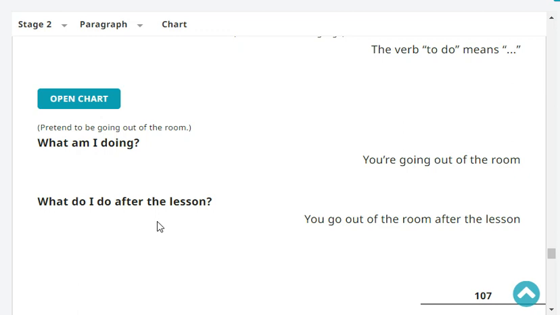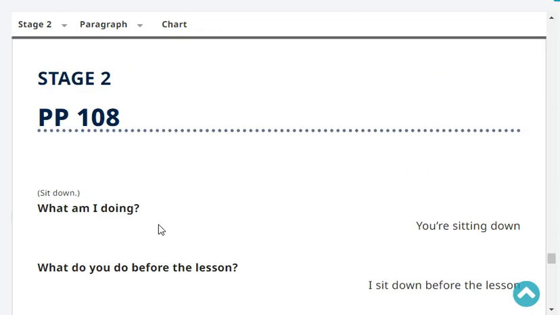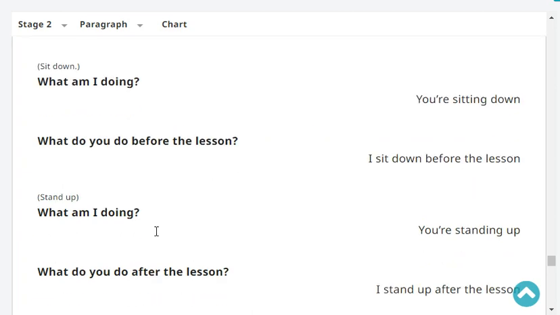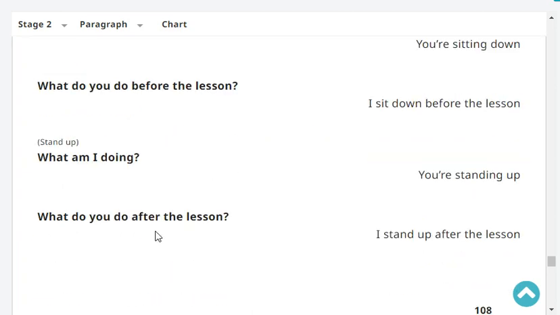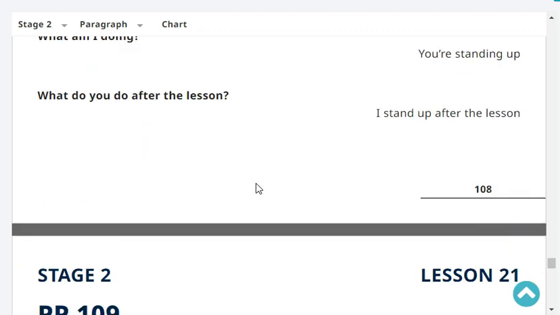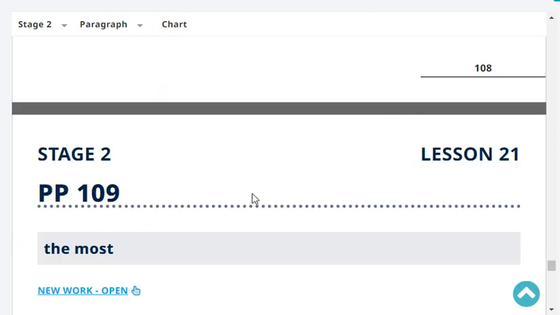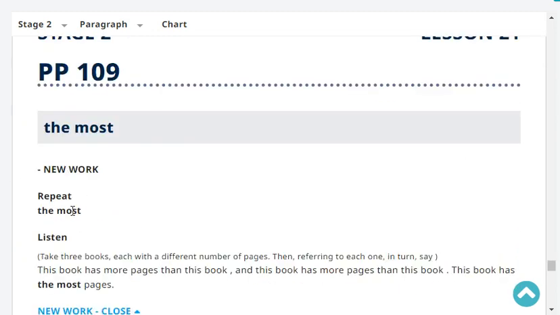Okay, what am I doing? You're going out of the room. Very good. Okay, next, what am I doing? You're standing up. What am I doing? You're sitting down. Very good. What do I do before the lesson? You sit down before the lesson. What do you do after the lesson? I stand up after the lesson. Very good.